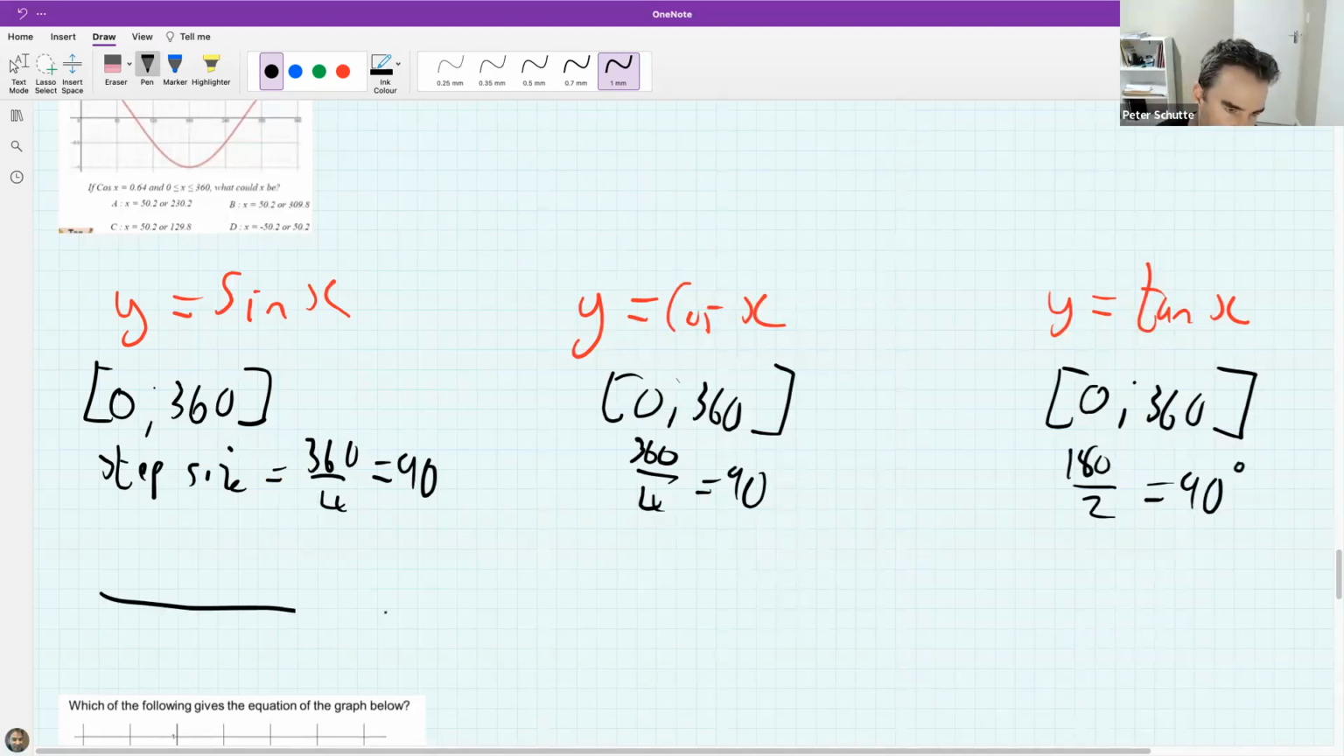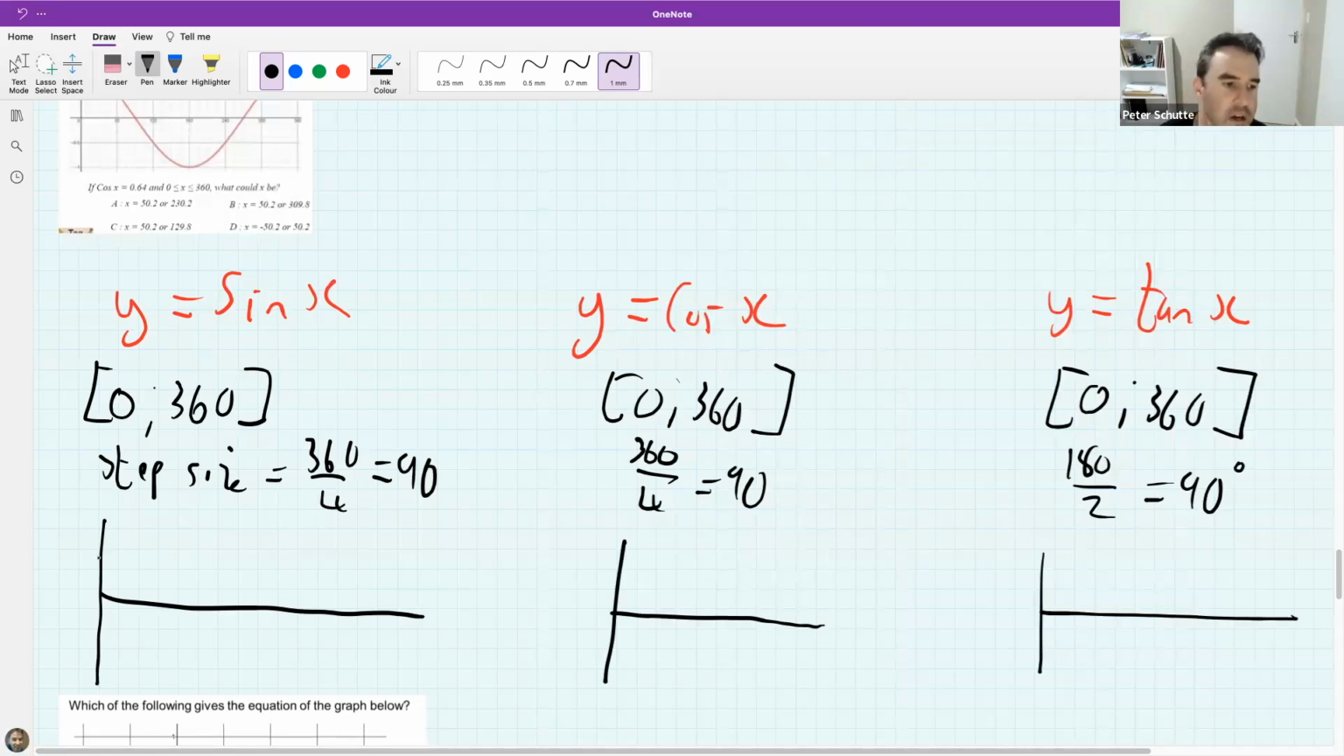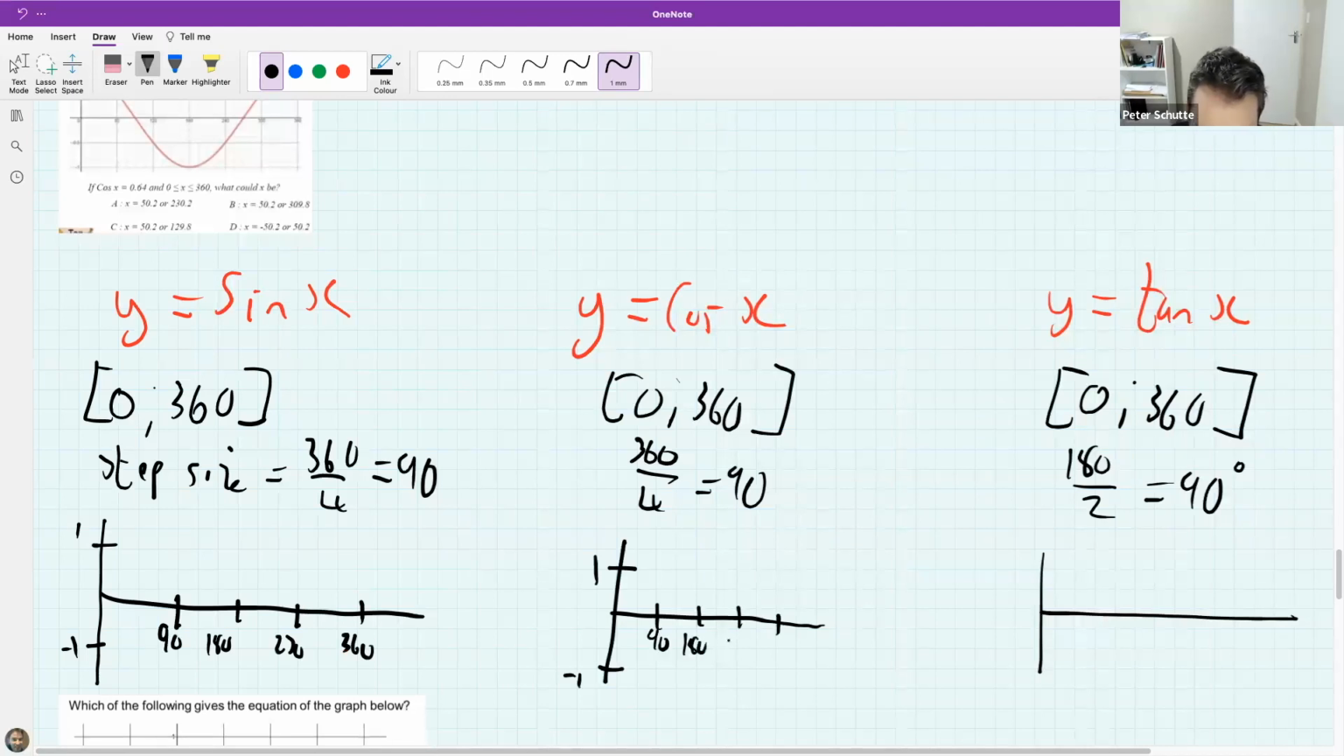So what do these graphs look like? Because this is what you have to carry with you to the next lesson. My basic sine graph. So we said the step size is 90, 180, 270, 360. And then I'll do the same here, 90.